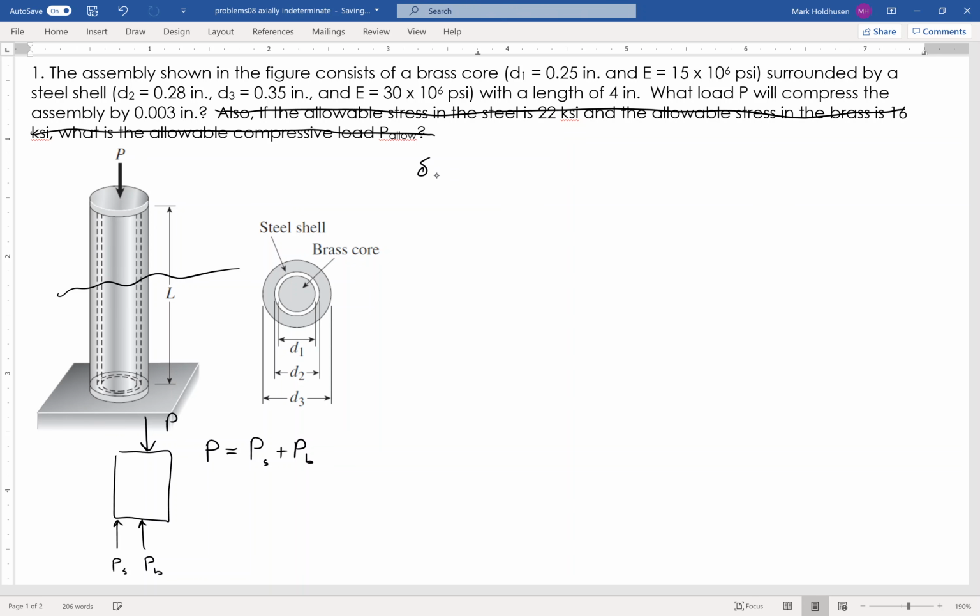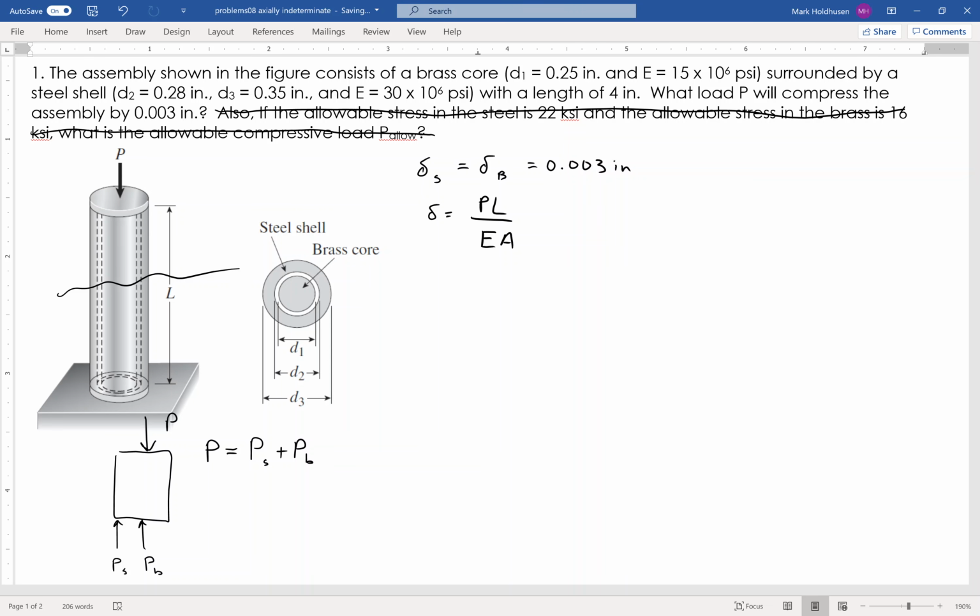So I know that the deflection of the steel has to equal the deflection of the brass, right? They have to have the same amount because of that cap that I have on there, and that has to equal 0.003 inches. And I know that delta equals PL over EA, right? So basically I know everything except for P in this situation, and I can do that for both steel and the brass.